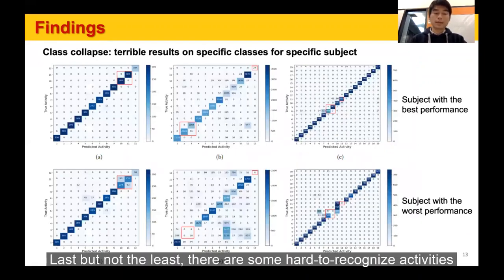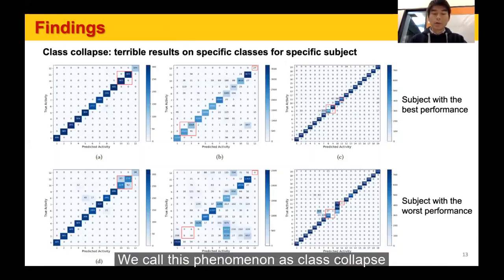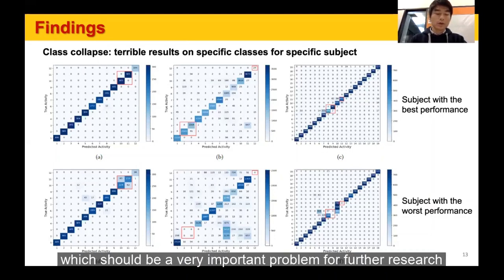Last but not least, there are some hard to recognize activities which lead to the poor performance of human activity recognition models in some subjects. We call this phenomenon class collapse, which should be a very important problem for future research.